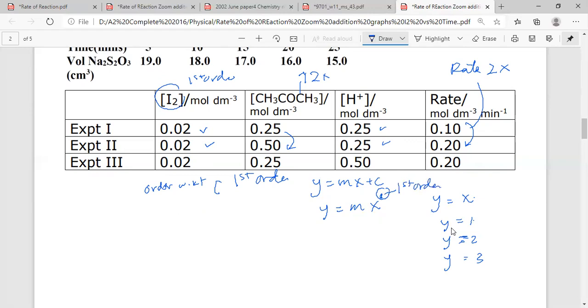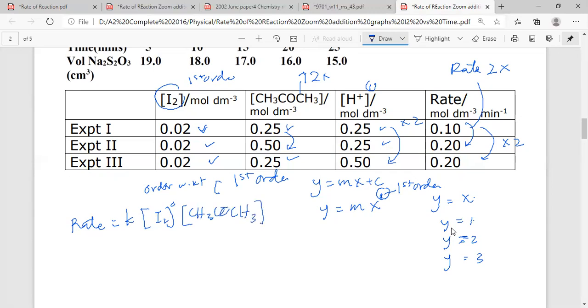Also, you can see here from experiments 1 and 3, this is constant. By doubling the H plus, times 2, the rate also doubles, times 2. So again, the power with respect to H plus is also power 1, first order. Which means now that the rate equation is equal to k, iodine concentration to the power 0, propanone concentration, the power is 1, and your H plus is also 1. So this is called the rate law, or rate equation.